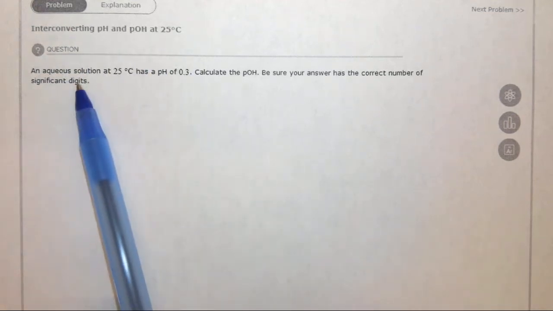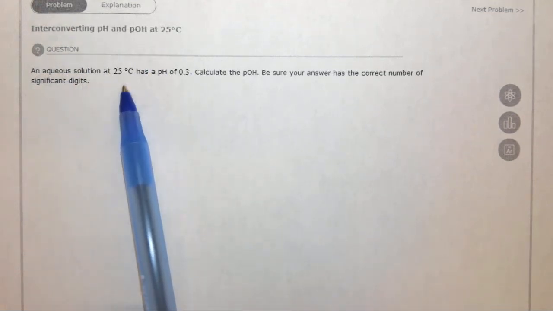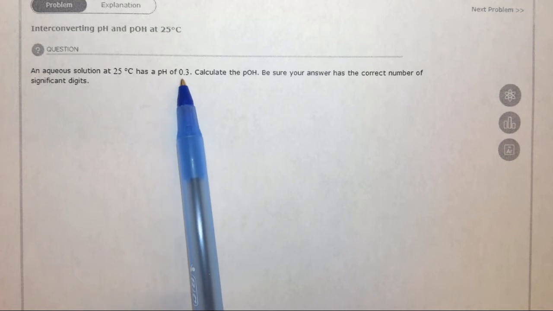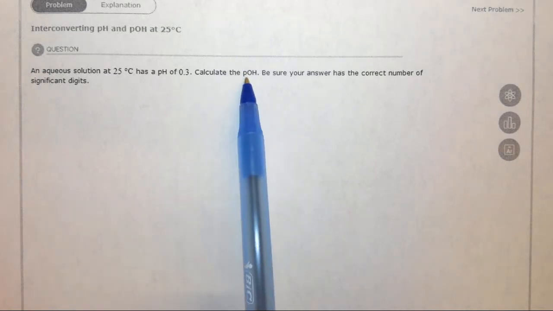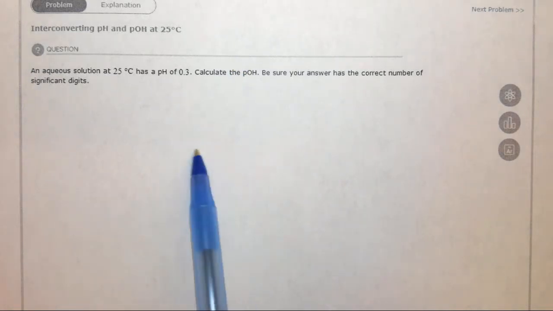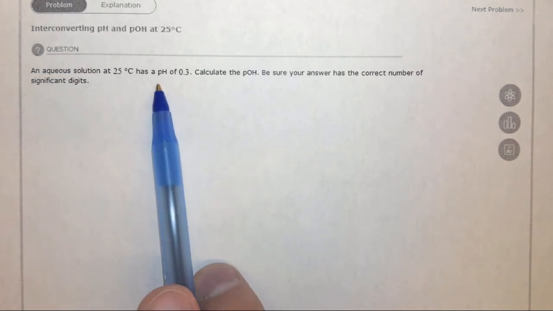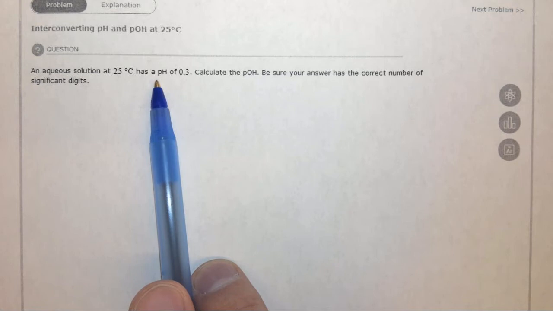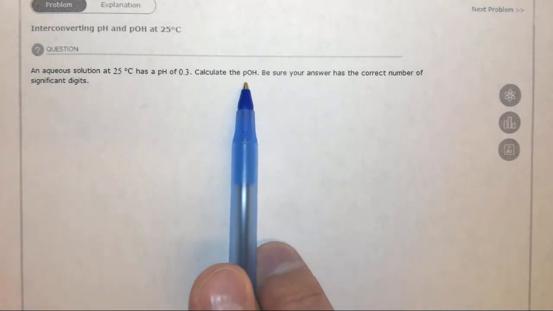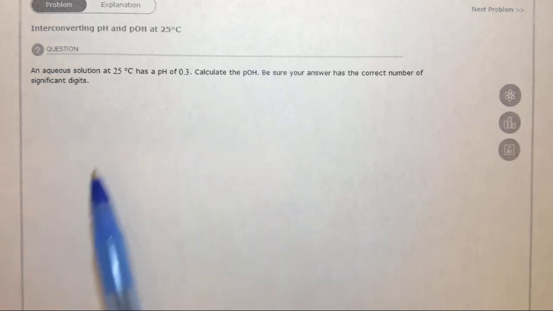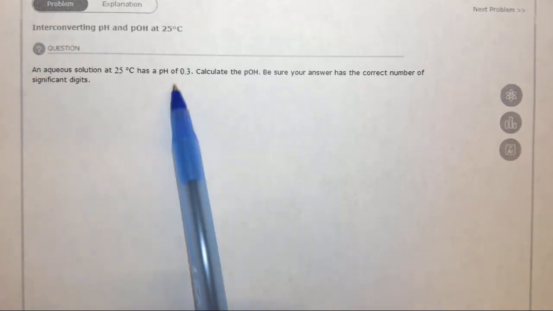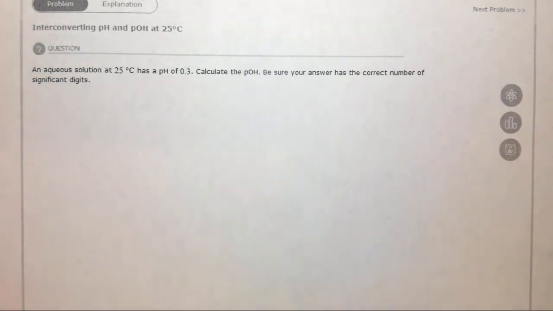In this question, it says an aqueous solution at 25 degrees C has a pH of 0.3. Calculate the pOH. In previous videos on this playlist, you'll see that pH is the negative log of the concentration of H3O+, while pOH is the negative log of the concentration of OH-. So basically, we need to be able to convert from pH to pOH.